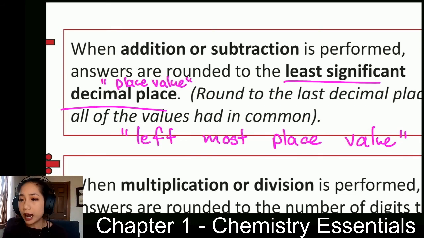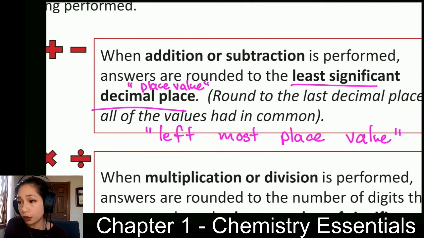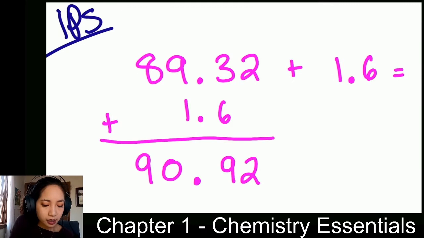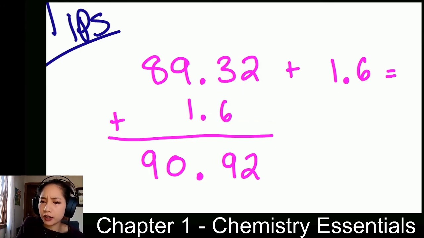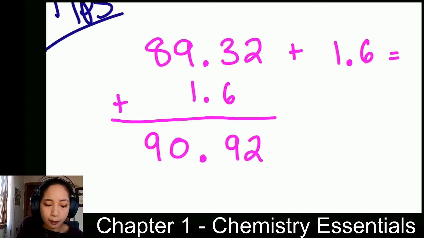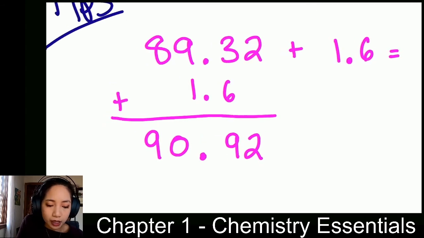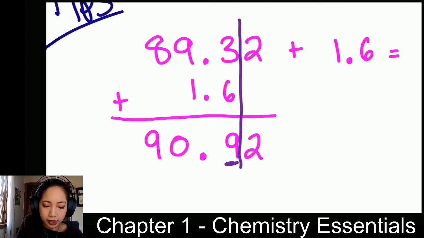So you need to round to the leftmost or the last decimal place that all the values have in common. And I think it's easier to see when you put the numbers on top of one another. So if you look at those place values, at the end here, we need to figure out where the significance ends in our answer. Both values have a number in the tenths place. So that means when we round this answer, we're going to round at the tenths place.